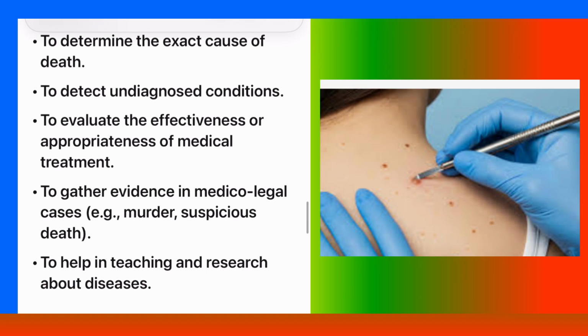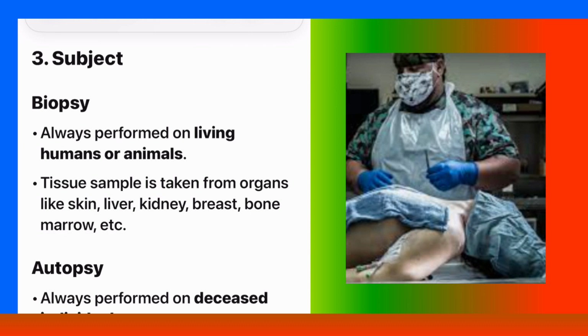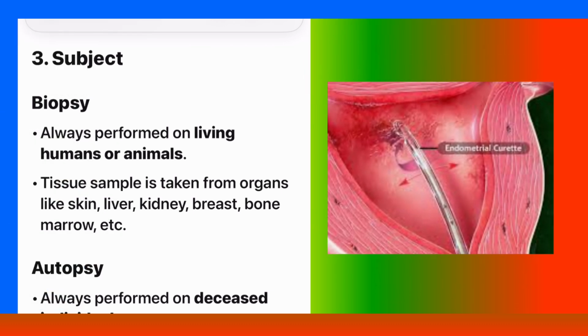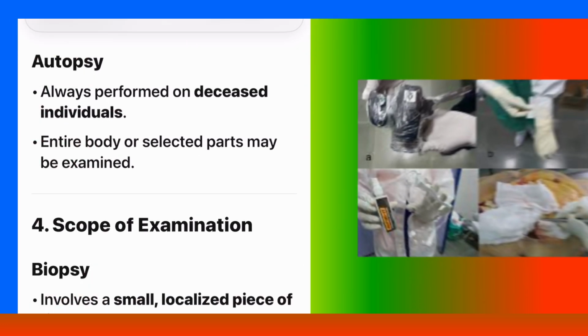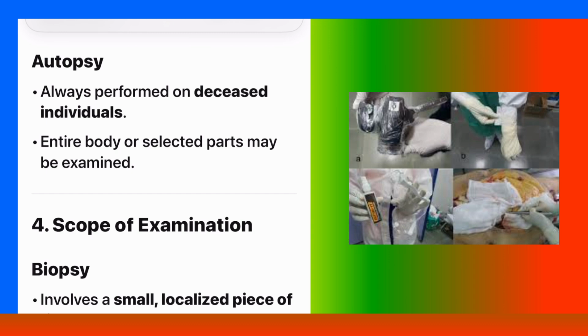3. Subject. Biopsy: always performed on living humans or animals. Tissue samples are taken from organs like skin, liver, kidney, breast, bone marrow, etc. Autopsy: always performed on deceased individuals. Entire body or selected parts may be examined.